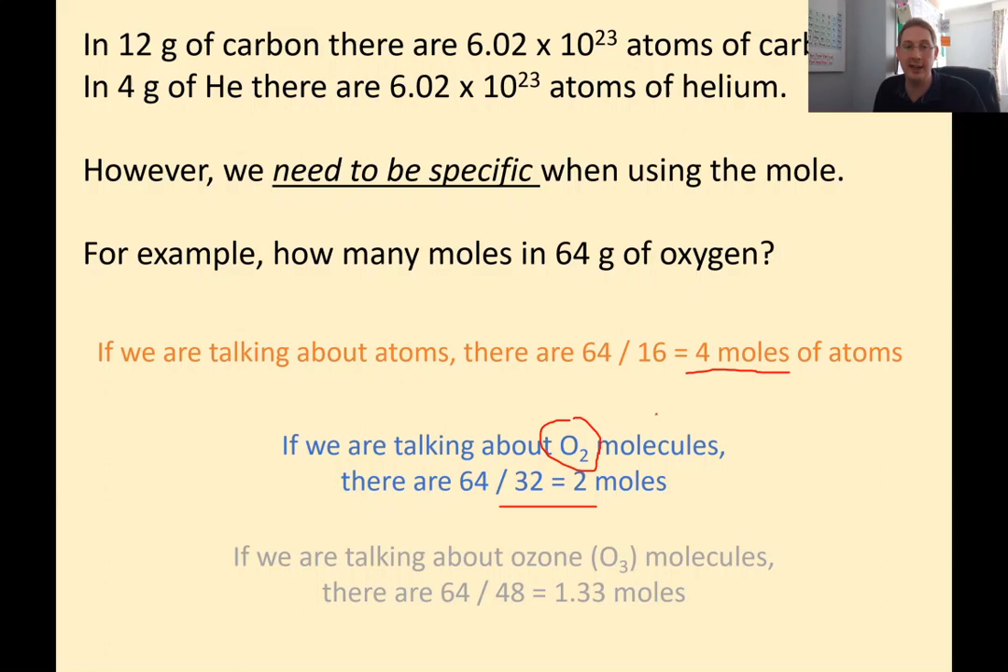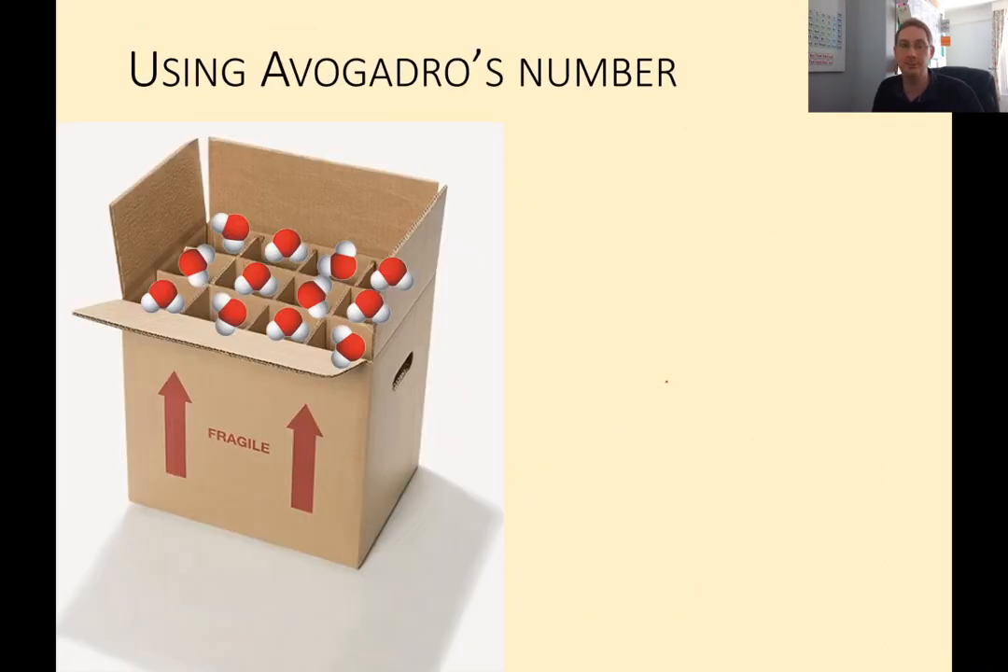If we're being really weird, we might be talking about ozone, in which case there would be 1.33 moles of ozone. So you do need to know what you're talking about. Think carefully. Are we asking how many moles of oxygen atoms there are, or oxygen molecules?